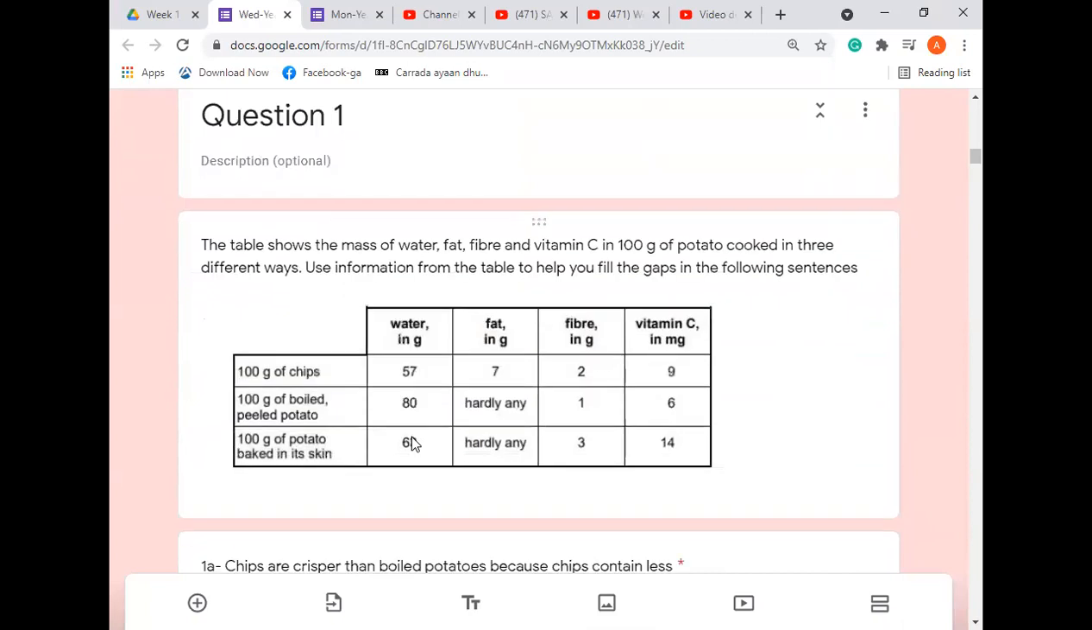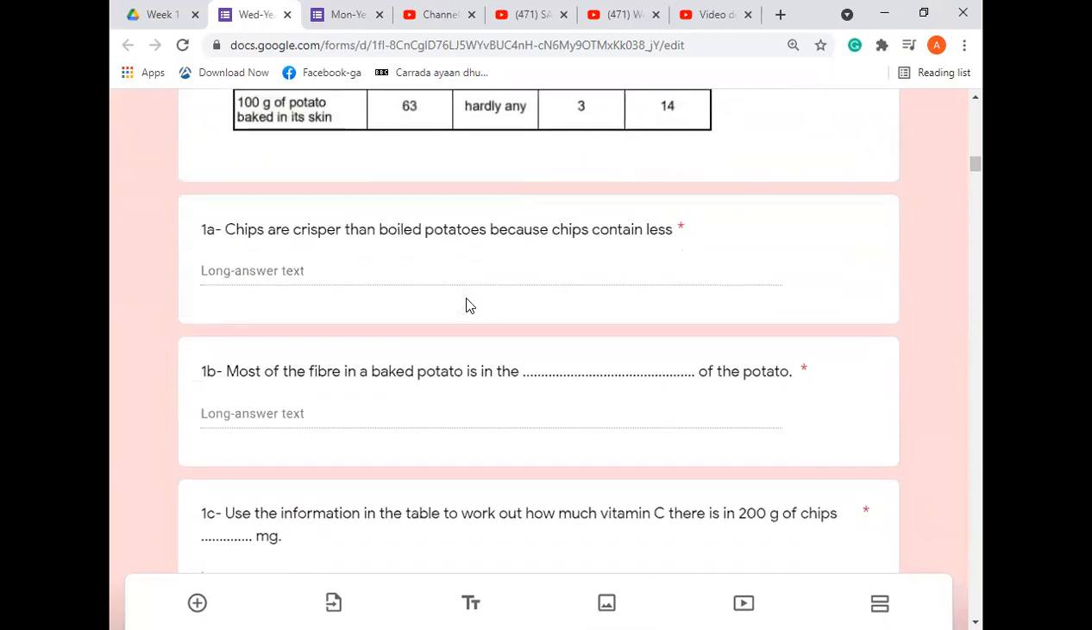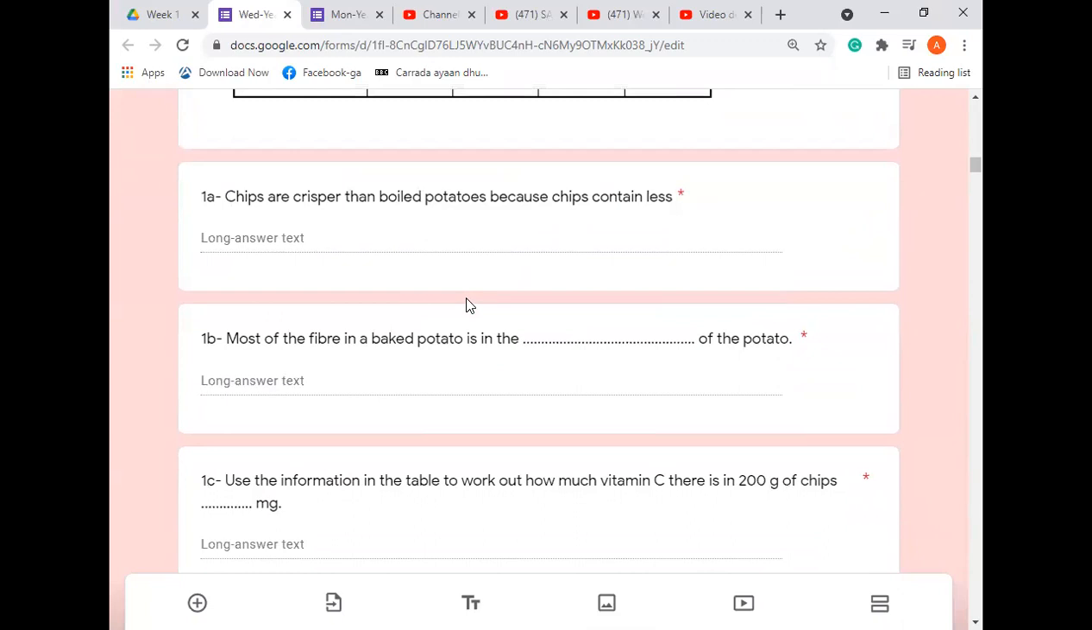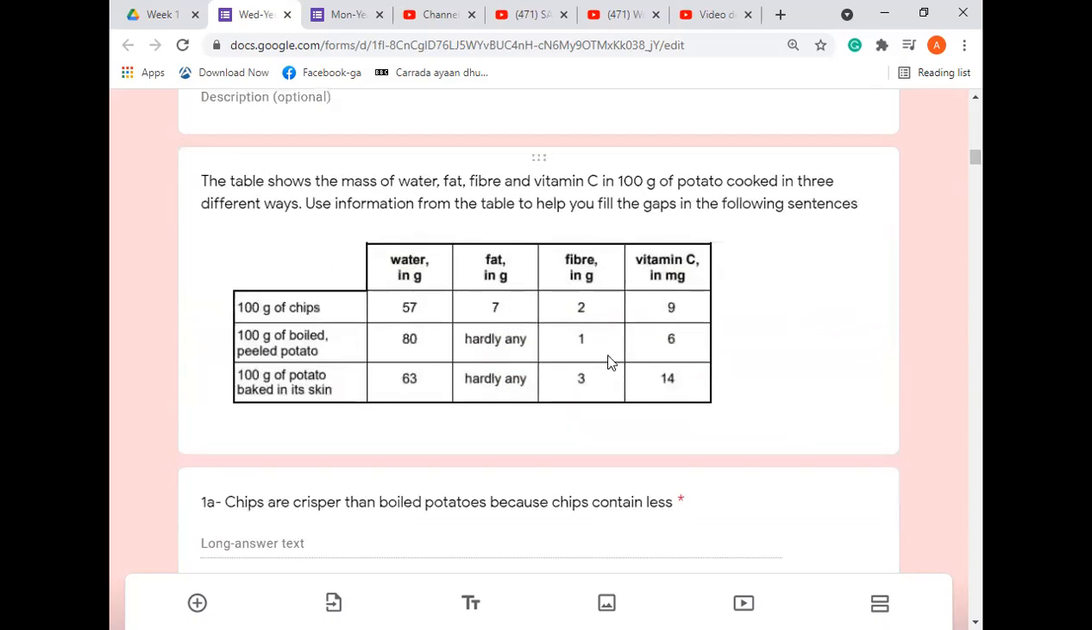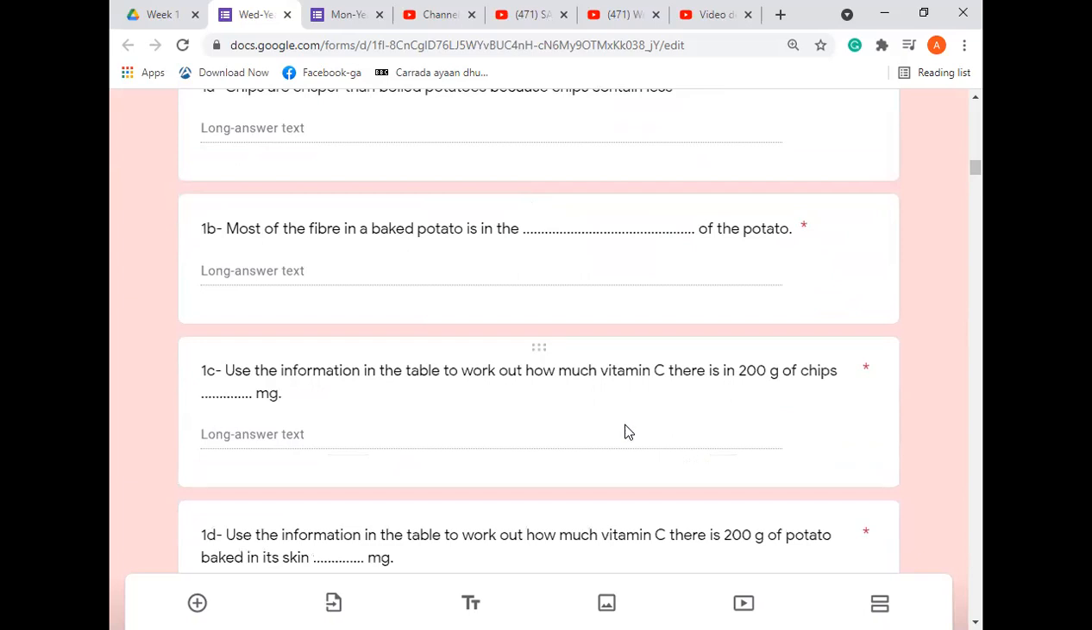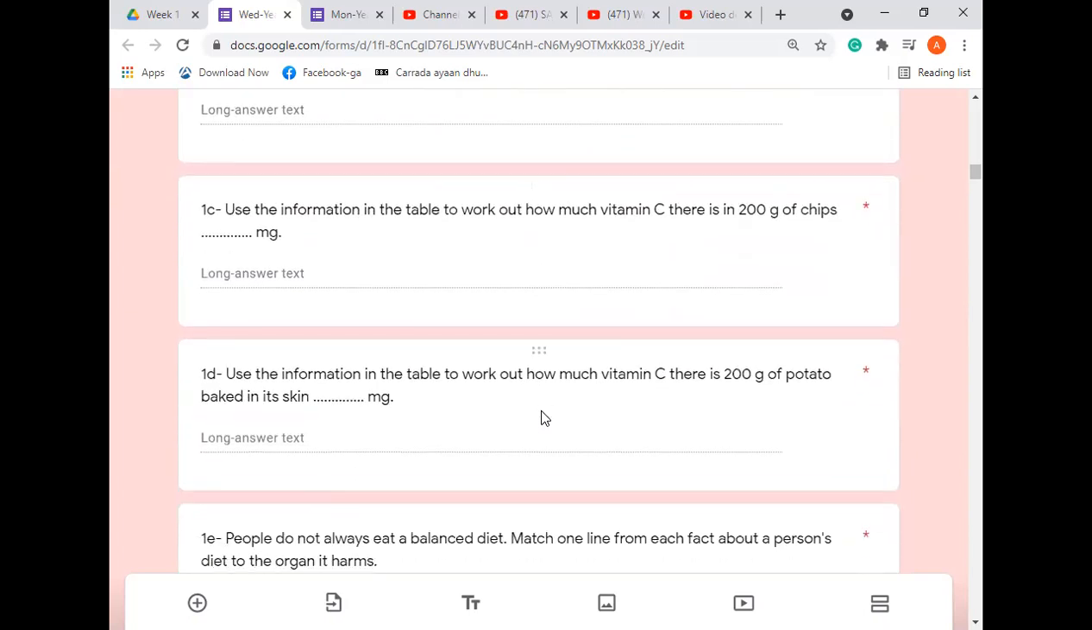So this question is, you have a table. Then you need to use this information from the table to help you fill the gaps in the following statements. Chips are crispier than boiled potatoes because chips contain less what? Most of the fiber in a baked potato is in the what of the potato? You need to fill these in using the information in the table. Use the information in the table to work out how much vitamin C there is in 200 grams of chips. Then use the information in the table to work out how much vitamin C there is in 200 grams of baked potato with skin.